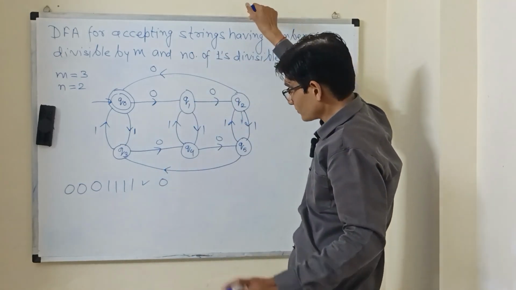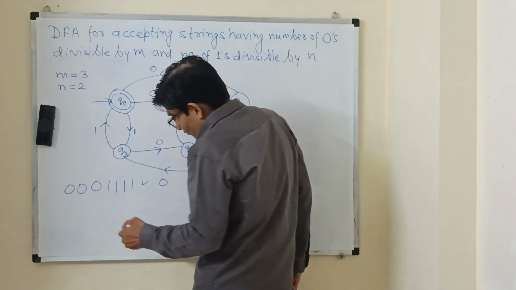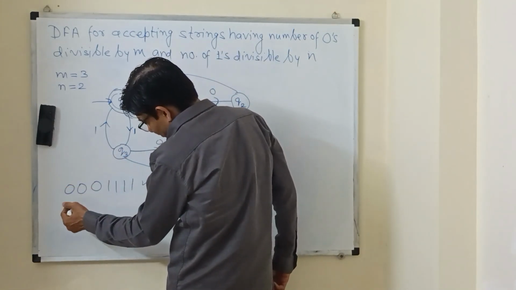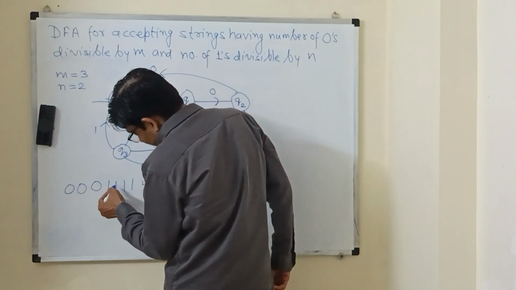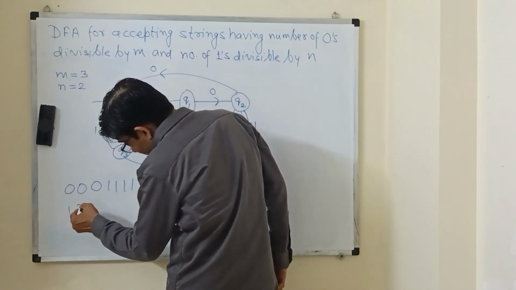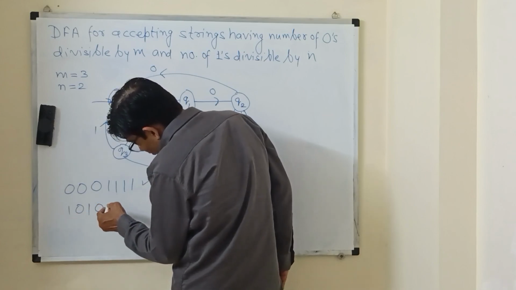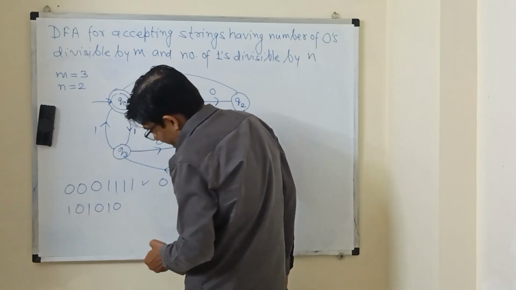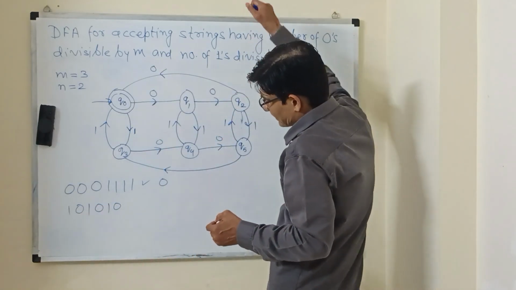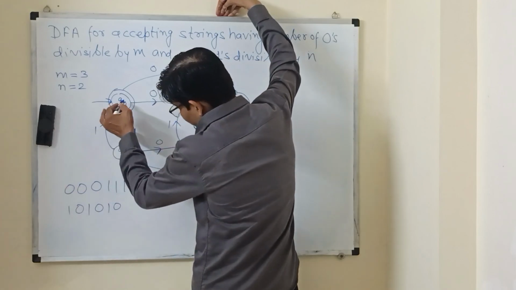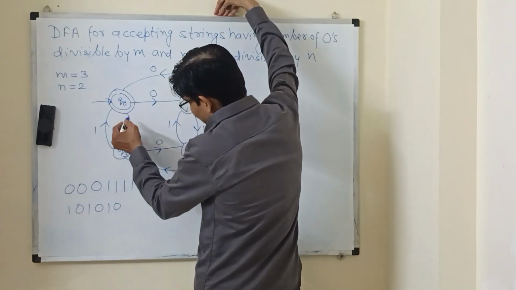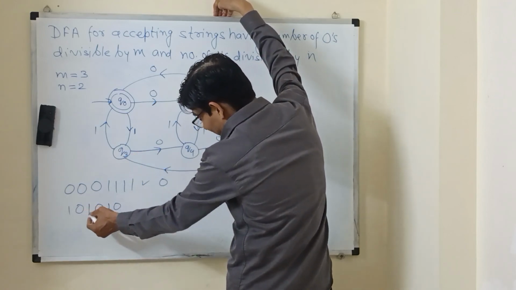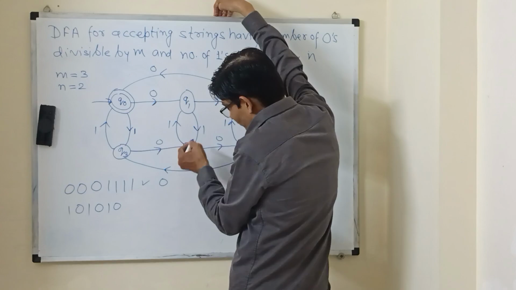Now, I'm taking one more example where zeros and ones are distributed in any sequence, like 1 0 1 0 1 0, like this, right? So now you can see we are on Q0 and we are getting 1. So we will reach Q3. We are on Q3 and we are getting 0. We are reading 0. So we will reach to Q4.